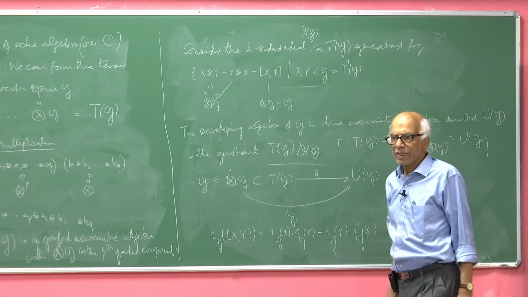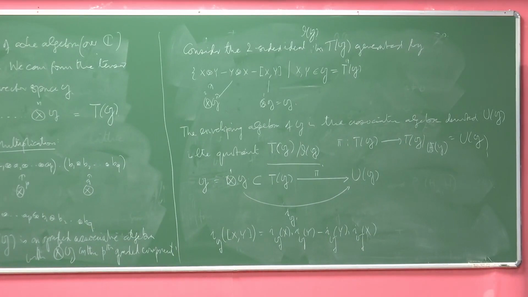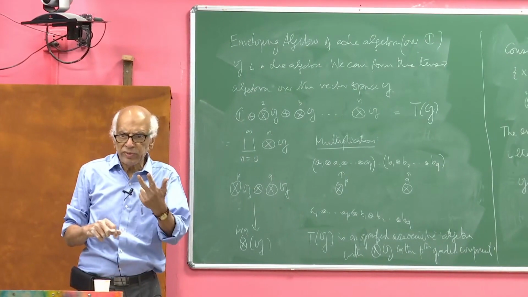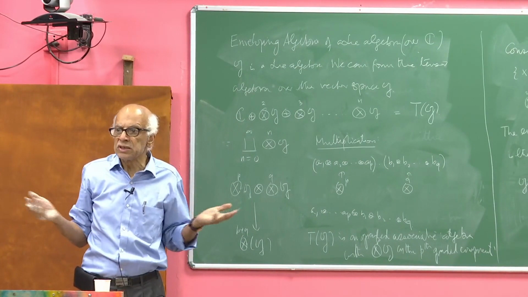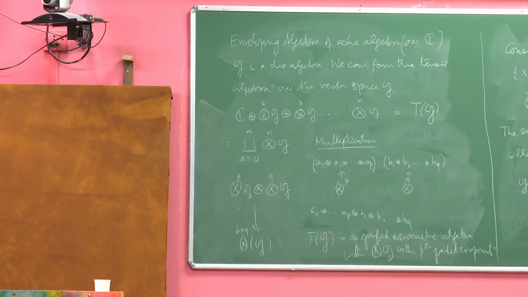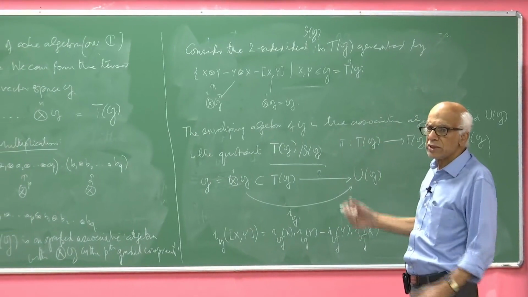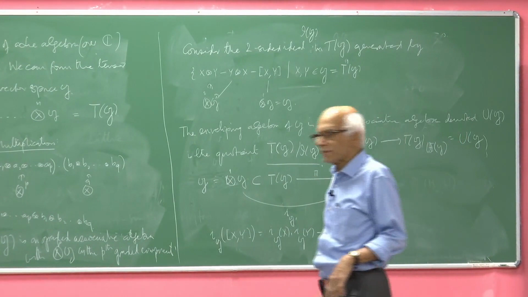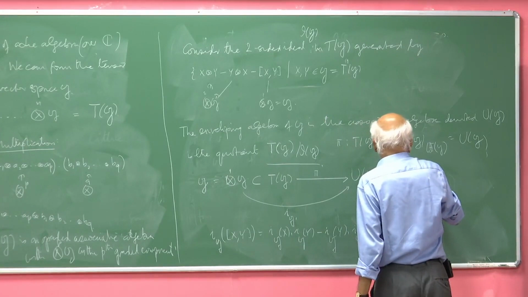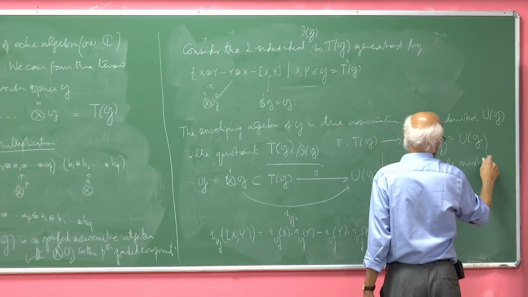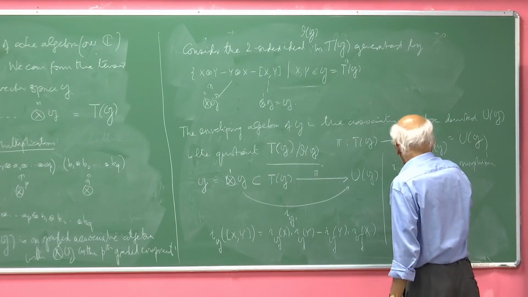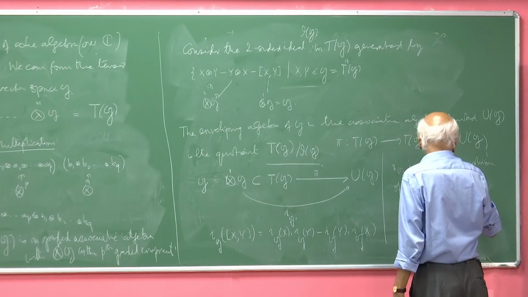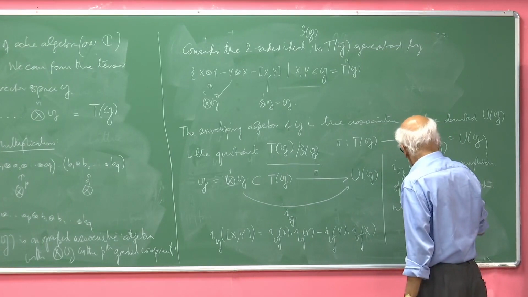If you like, any associative algebra can be made into a Lie algebra by the operation bracket defined by taking a pair of elements X, Y into X times Y minus Y times X. That this makes it into a Lie algebra is easily seen. And what we are saying is that this mapping of G into UG is a Lie algebra homomorphism. When the associative algebra is equipped with this obvious Lie algebra structure, this becomes a Lie algebra homomorphism. So IG is a Lie algebra morphism of G into UG with its natural Lie algebra structure.